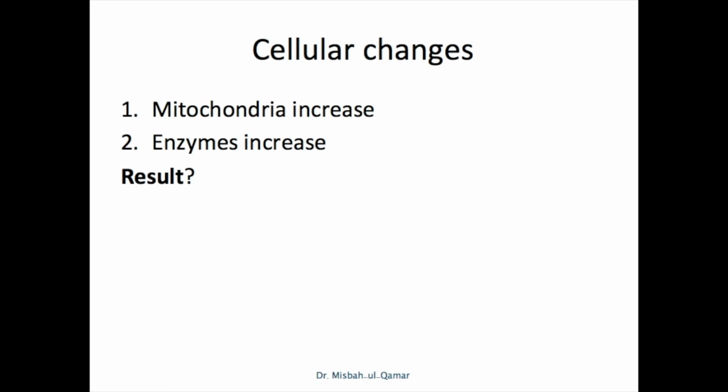Cellular changes mostly occur in animals native to altitudes of 13,000 to 17,000 feet. And in these animals, the number and size of mitochondria increase, and the quantity of cytochrome oxidase and other enzymes increases, as a result of which effective use of oxygen is achieved.